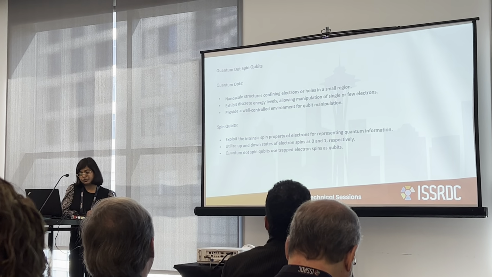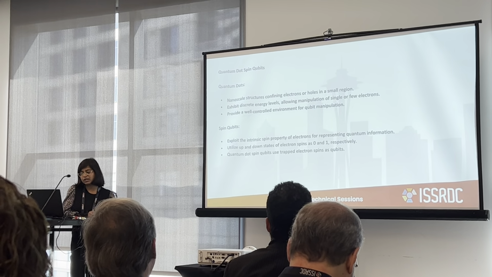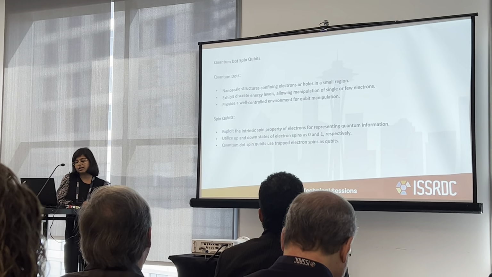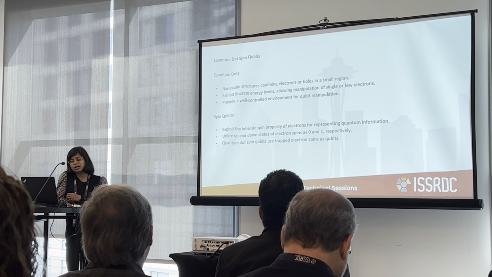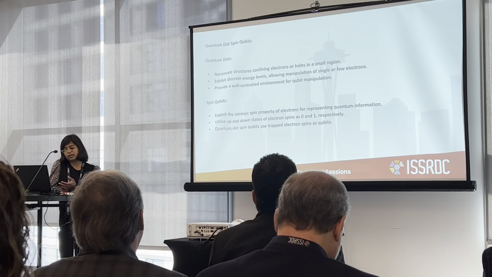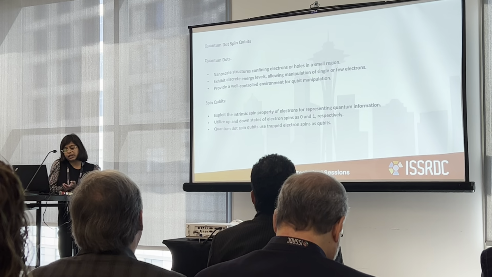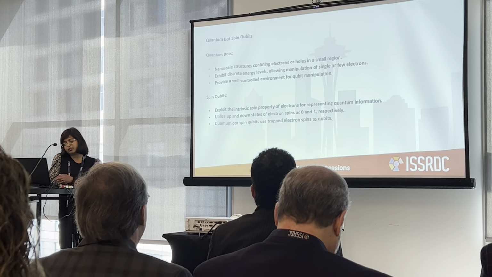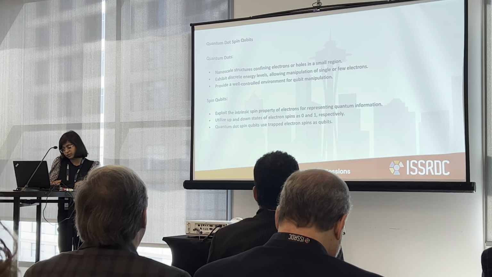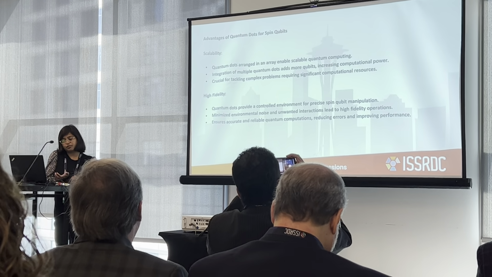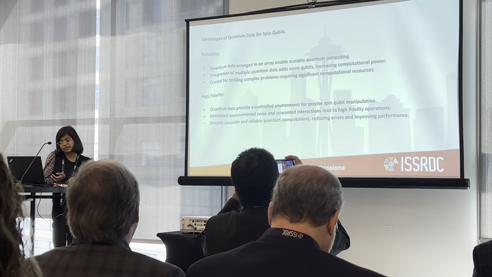Quantum dots are basically nanoscale structures confining electrons or holes in a small region. They exhibit discrete energy levels, allowing manipulation of single or few electrons. They provide a well-controlled environment for qubit manipulation. And spin qubits exploit the intrinsic spin property of electrons for representing quantum information. They utilize the up and down states of electron spins, 0 and 1 respectively, and quantum dot spin qubits use trapped electrons as qubits.